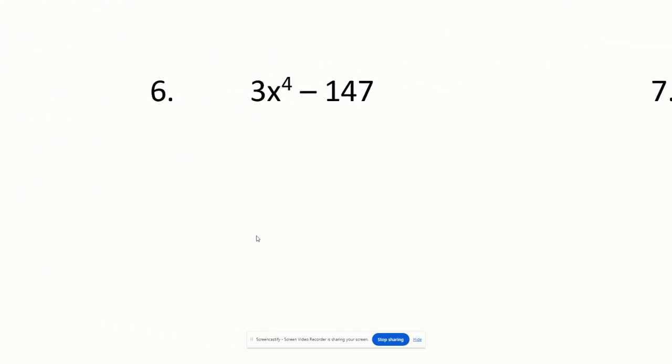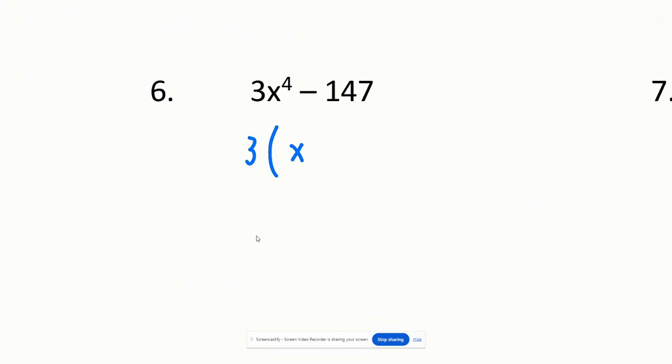Number 4. Binomial. Right? Can I pull out any like terms? I can pull out a 3. Can I pull out a variable like I just did on number 5? Why not? Yeah, I can't pull out something that 147 doesn't have. So all I can pull out is 3.